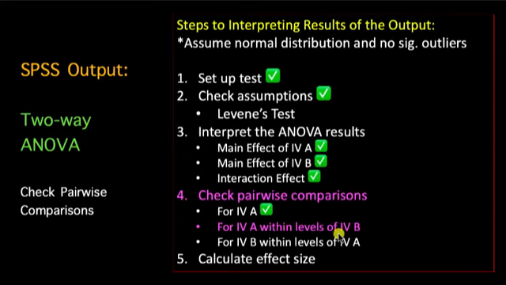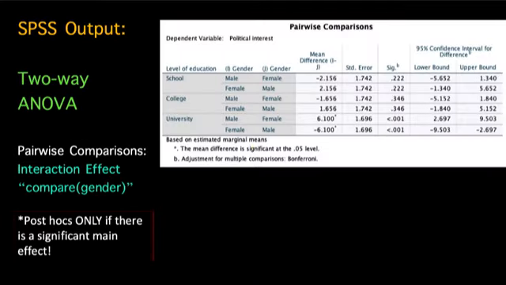So, actually, I guess I should have mixed these. So, oh, nope, we're okay. Never mind. Nope, I should have mixed them. I'll fix that on your copy, that way it's not confusing. But this one we're looking at the comparison of gender within level of education. So technically this is looking at the comparison of independent variable B within levels of independent variable A.